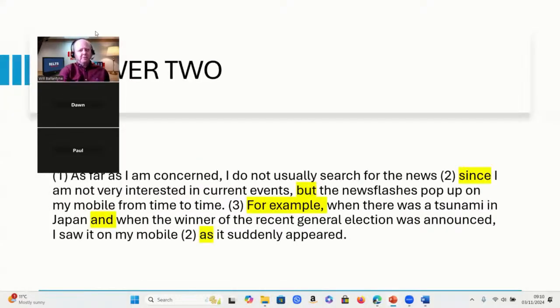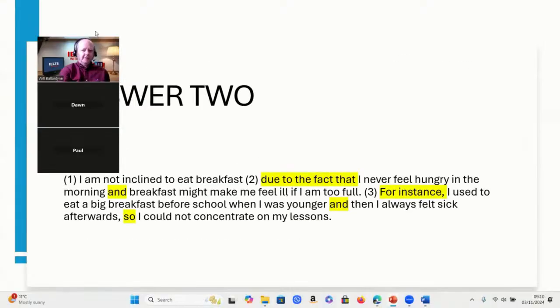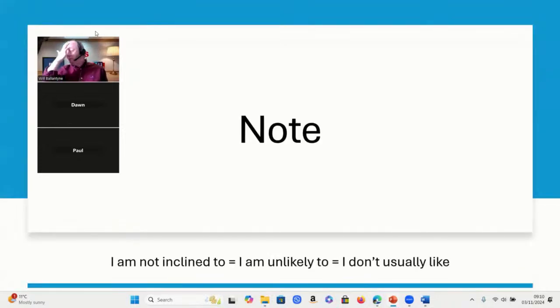Here's another example that we looked at again. This one used since, as this time, meaning because. And then here we go. Quickly, we looked at this and then we changed it to due to the fact, which was good. As you see, we said our example. But importantly, at the end here, I made a little note, and the note was these phrases: I'm not inclined to, I'm unlikely to, which mean I don't usually.